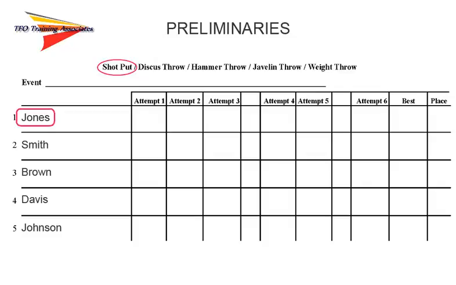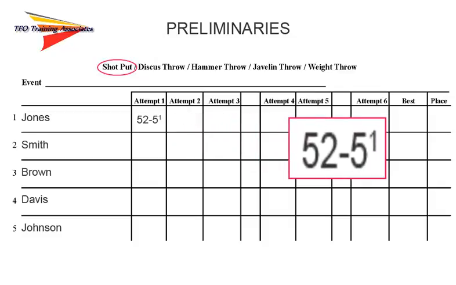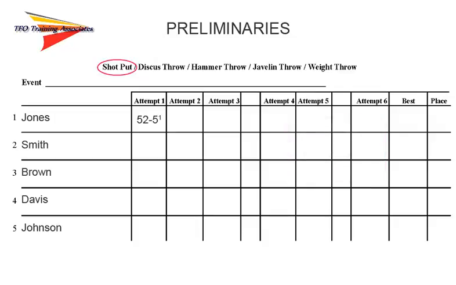The first thrower, Jones, has an opening throw of 52 feet, 5 1/4 inches. To keep our field sheet clean and clear, we write in the 52, use a dash to separate the inches, and a small superscript 1 to indicate the 1/4 inch. It is recommended to not use an apostrophe for feet, or quotes for inches, as these markings can be misinterpreted.